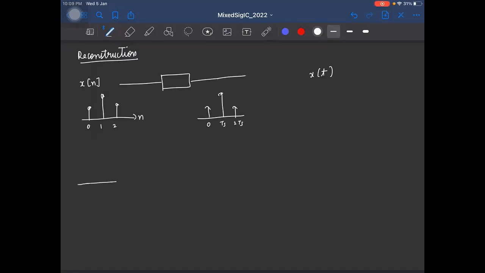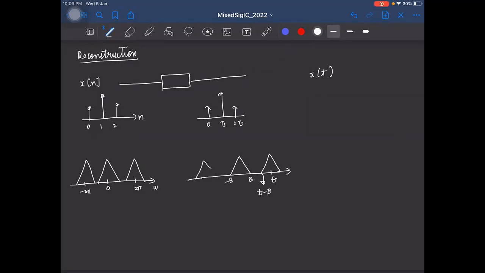If you look at the spectrum, it will look like this. We'll have replicas around multiples of 2 pi in the discrete time frequency. And the moment we convert it to a continuous time impulse, with the signal occupying minus B to plus B, the replicas will be centered around multiples of Fs. So this frequency is Fs minus B, and this is minus Fs.